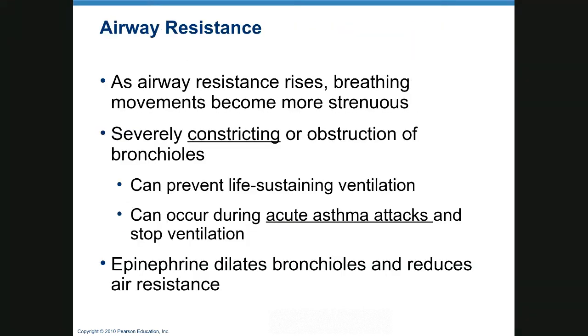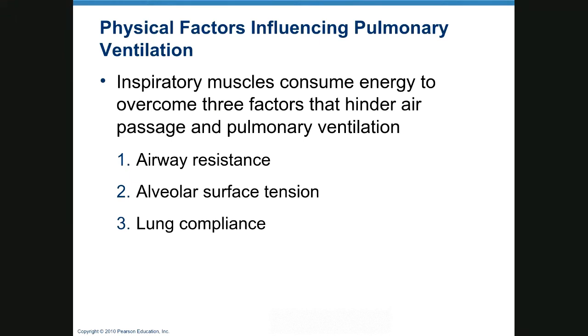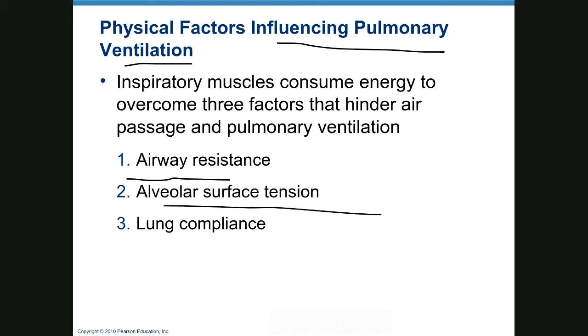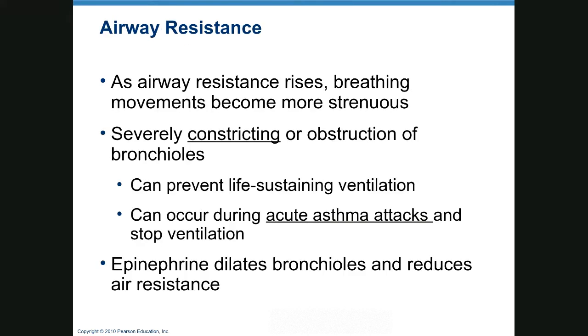Let's see, I think I skipped one here. Okay, factors that influence pulmonary ventilation: airway resistance, alveolar surface tension, and lung compliance. As airway resistance increases, you're going to have a harder time breathing. Constriction or obstruction of the bronchioles is what causes this, and it can kill you. An acute asthma attack is because the bronchioles constrict so that you can't breathe properly.